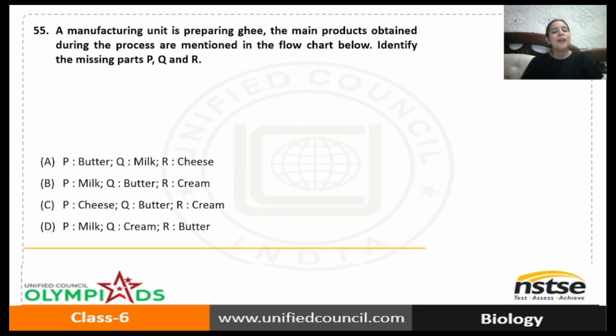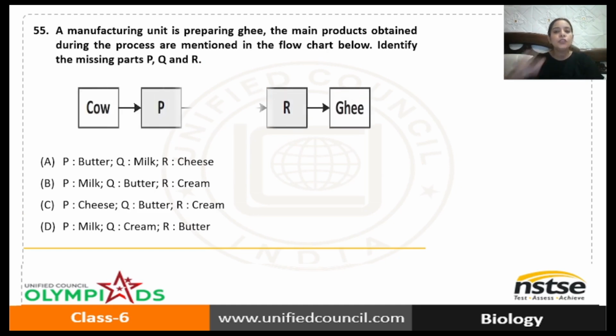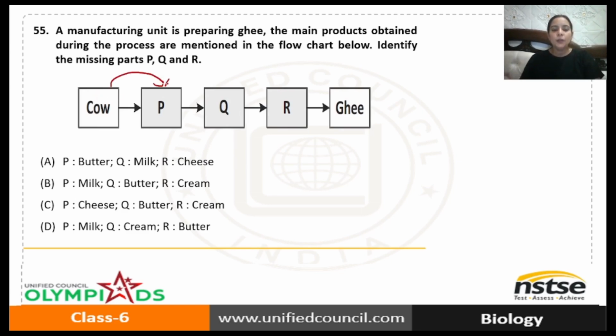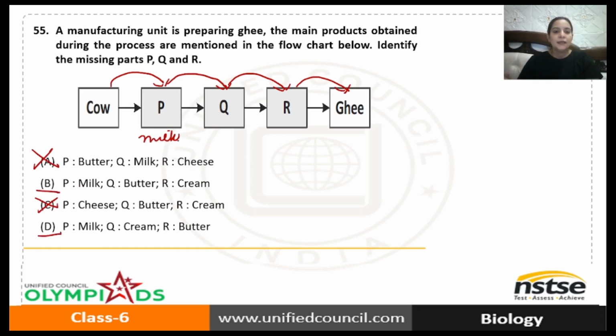Next, a manufacturing unit is preparing ghee. The main products obtained during the process are mentioned in the flow chart below. Identify the missing parts P, Q, R. Here it is said that you have a cow. From the cow you get something P, then you process P to Q, and you obtain R from Q, and finally you get ghee. We know that a cow is a milch animal. Milch animals are those which give you milk. So obviously P would be milk. That means it cannot be A or C, it can be out of B and D. Then you get milk.